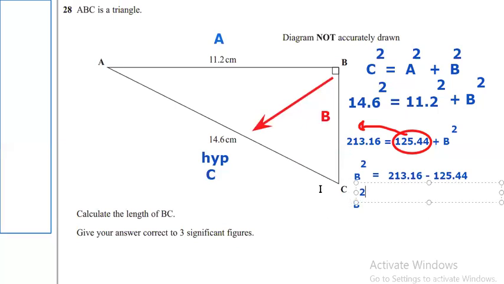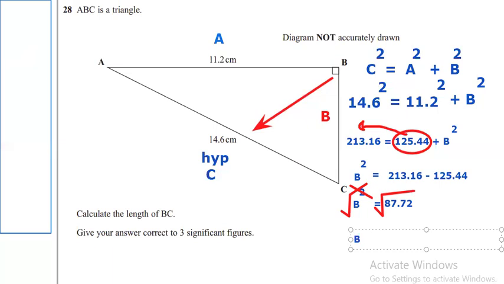Focus on the steps of Pythagoras theorem and how to solve problems related to Pythagoras theorem. So we have 213.16 minus 125.44, and the answer is 87.72. Now, to find b, I have to do the opposite of squaring, which is, very good, square rooting. So I'm going to square root this side, and I'm going to square root this side, like this. The square root will eliminate the square, and then we will end up with b.